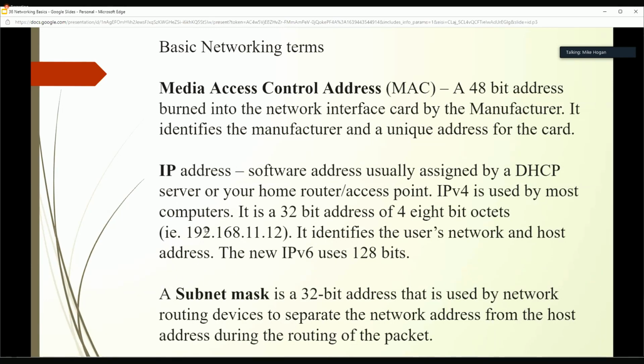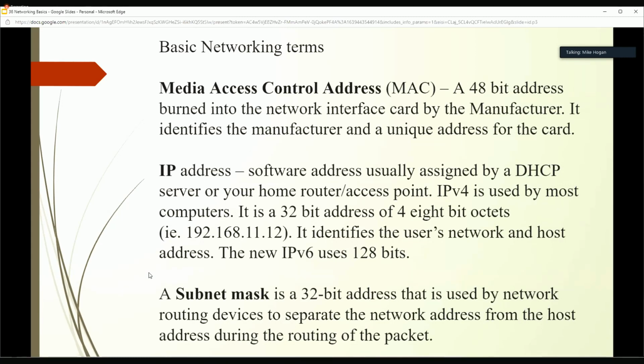I'll get one and I'll have a lease on it for a certain amount of time, or I can assign it as a static IP address, but I can change it. The MAC address stays with the NIC, right? It's a hard coded address burned in by the manufacturer and it's going to stay with the NIC. The only way to change that MAC address is to change the NIC.